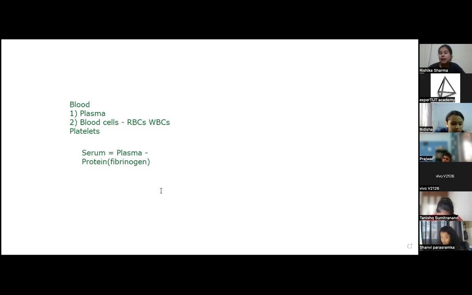So those are the blood components. Now we will discuss the blood cells, RBCs, red blood cells. Every one of you might know the full form of RBCs, red blood cells. It is also known as erythrocytes, which is a biological term. So what is the function of RBCs? Let's discuss the function of RBCs. Anyone?